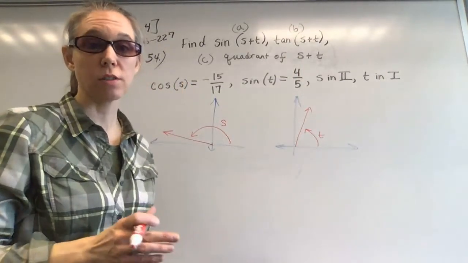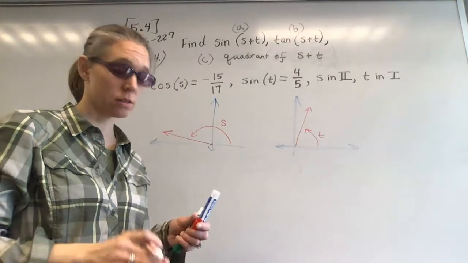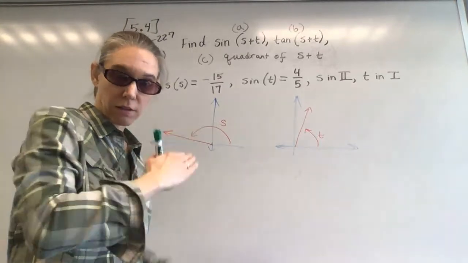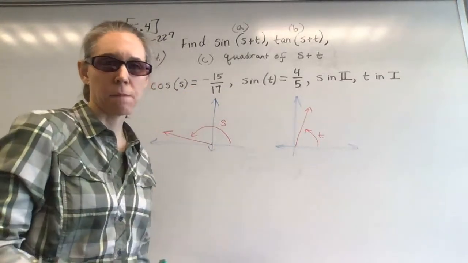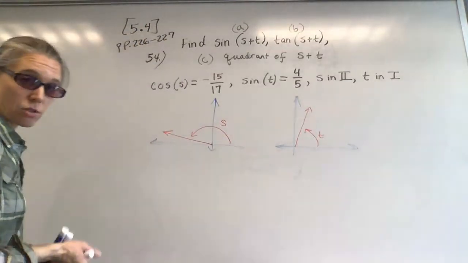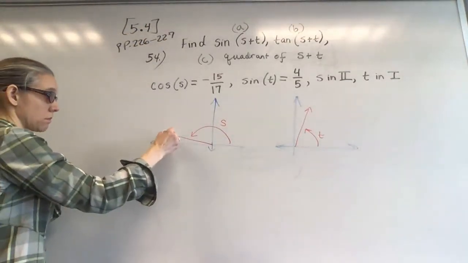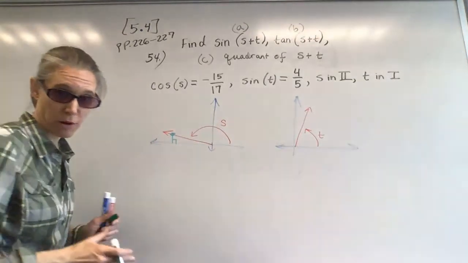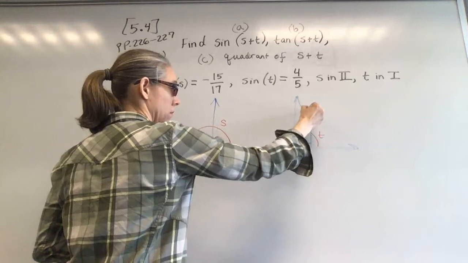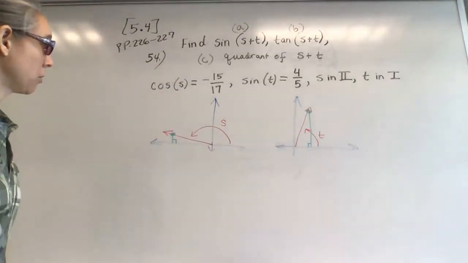Ultimately, as long as your labels are correct, your triangle does not need to be drawn to scale, right? So don't stress too much about exactly the angle of S and T. Just make sure you end up in the correct quadrant. Next, I drop perpendiculars to the x-axis to form reference triangles. And then I label the sides.